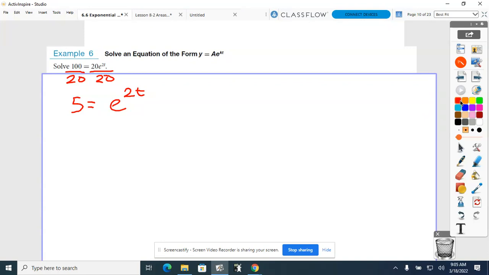Yes, there's more than one way to solve these, which is why they can be confusing. So Hannah, did you say you want ln both sides? Okay, so you can just stick ln in front of both sides, and how does that help us? So now I have ln of 5 equals 2t, so I would just type in my calculator ln of 5 divided by 2.